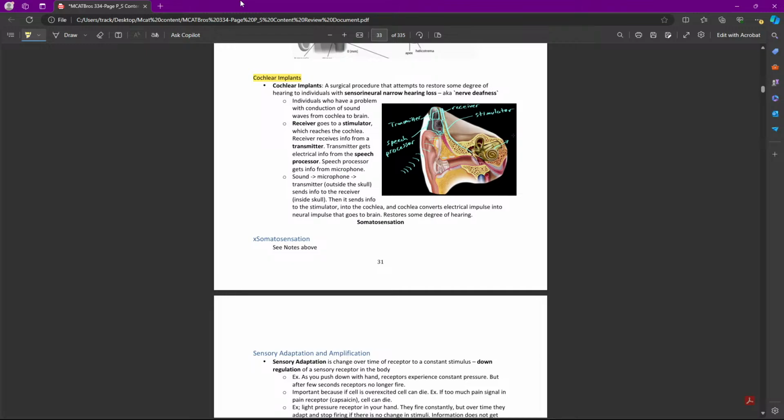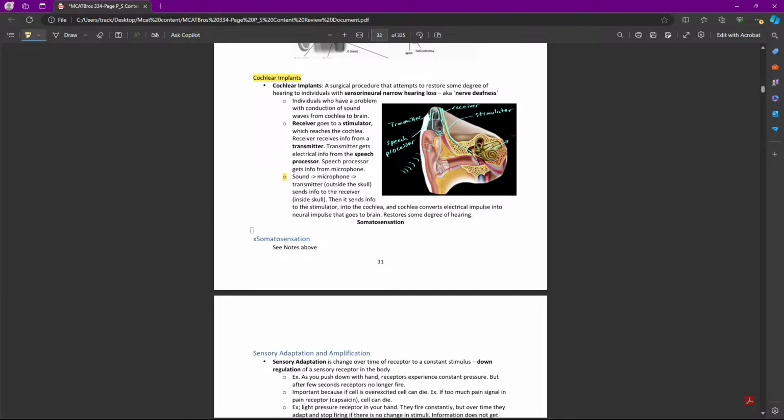For individuals who have a problem with conduction of sound waves from the cochlea to the brain, the receiver goes to a stimulator, which reaches the cochlea. The receiver receives information from the transmitter. The transmitter gets electric information from the speech processor. The speech processor gets info from the microphone. So the microphone sends info to the transmitter, which sends it into the receiver, then to the stimulator in the cochlea. The cochlea converts the electric impulse into a neural impulse that goes to the brain. That is a complex pathway, but I need to review it.